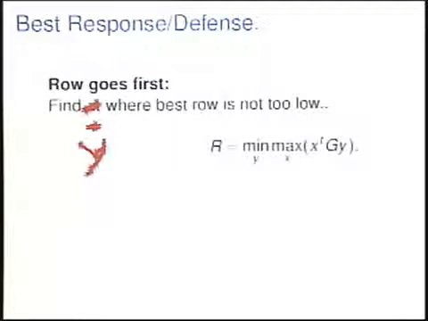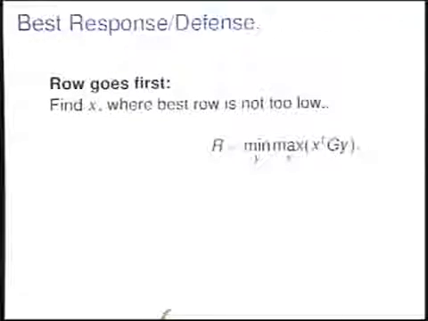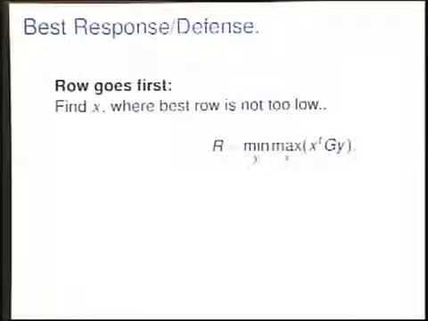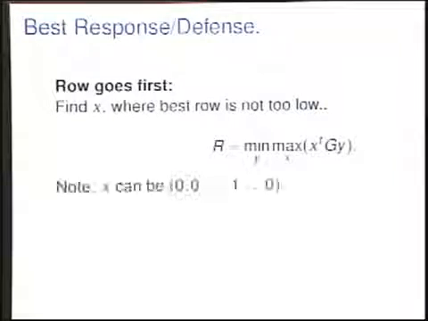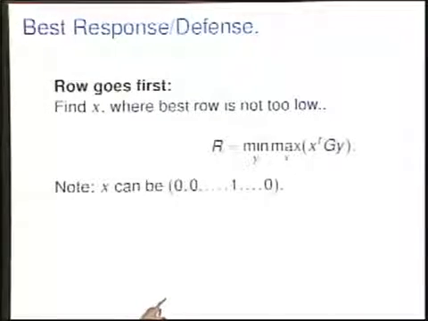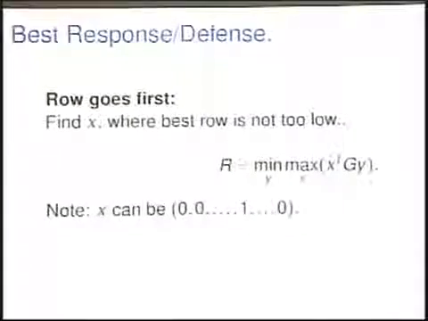Okay, so you're trying to find a Y. These things should be a little switched. What you're trying to do is find a Y. Row goes first, where the best column, I see, okay. So the best column is not too low. So you're trying to find a distribution over the rows. You're trying to find X, where no matter what Y does, you don't do too badly.